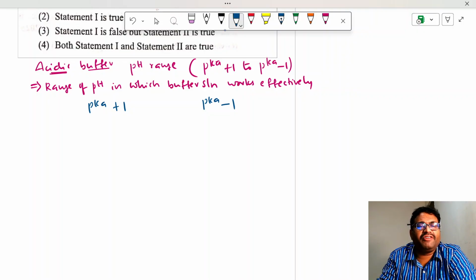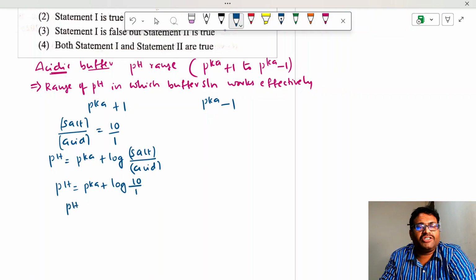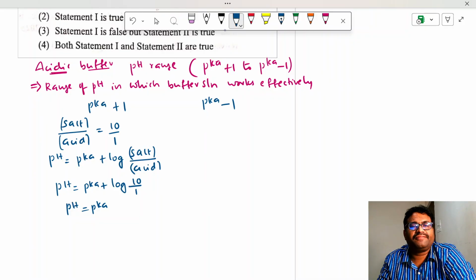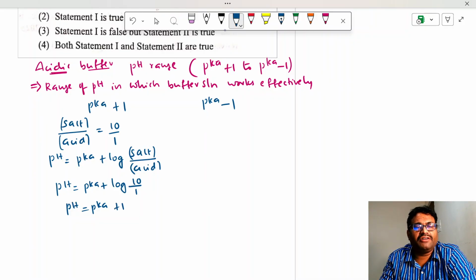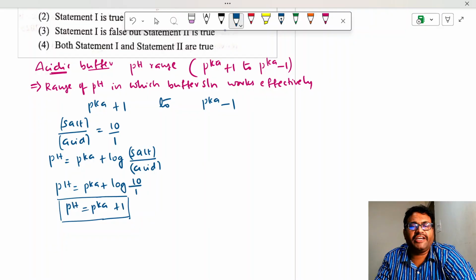So when can this happen? This can happen when the salt concentration to acid concentration is 10:1. We know the formula pH is equal to pKa plus log of salt by acid concentrations. Then what do you write? pH is equal to pKa plus log 10 by 1. So what do you get? pH is equal to pKa plus 1, since log 10 is equal to 1. Did you get this? Yes, we got this. And the range is pKa plus 1 to pKa minus 1.